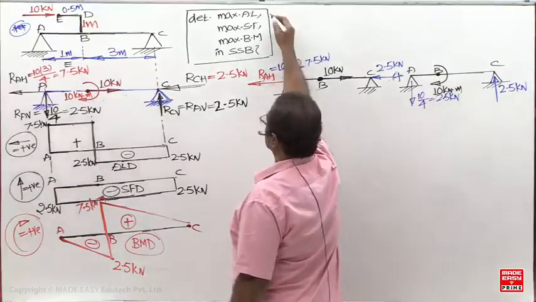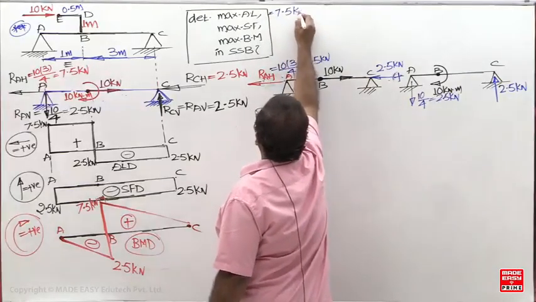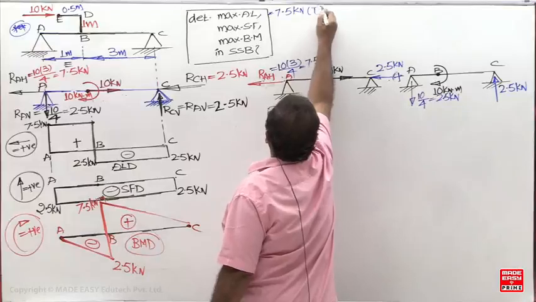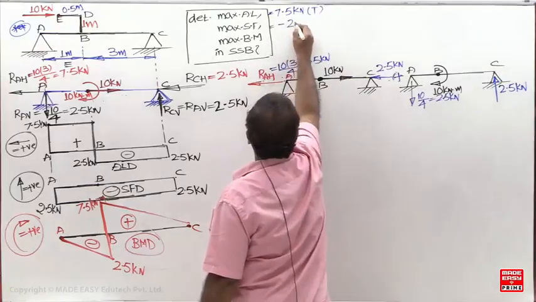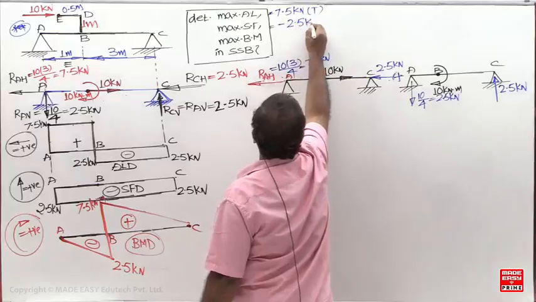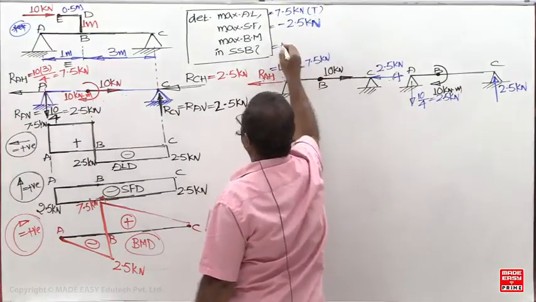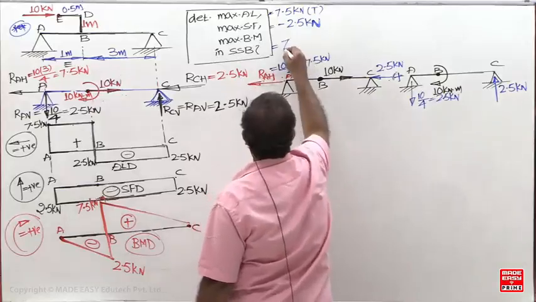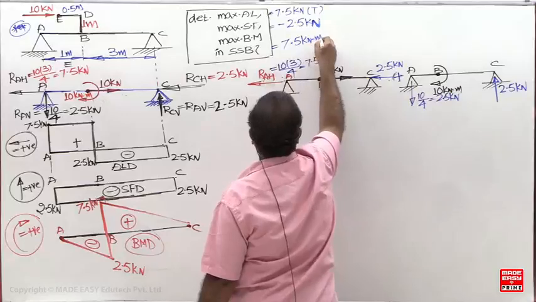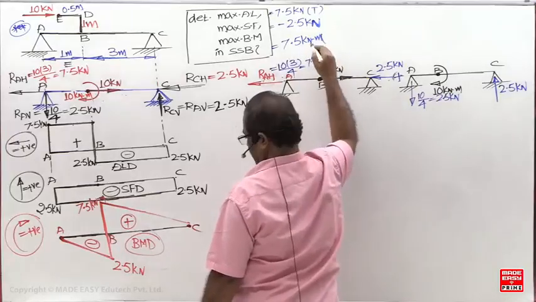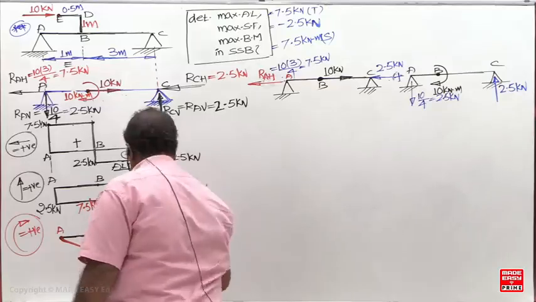What is the answer for the first question now? 7.5 tensile. The maximum shear force is 2.5 negative, meaning it will form a couple in the anticlockwise direction. And the maximum bending moment is 7.5 kilonewton meters, sagging.